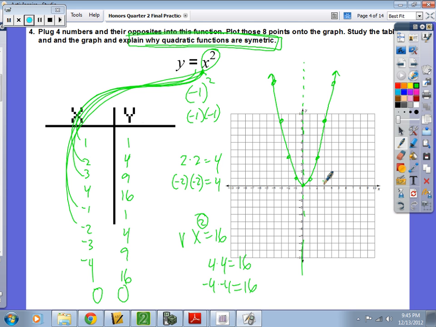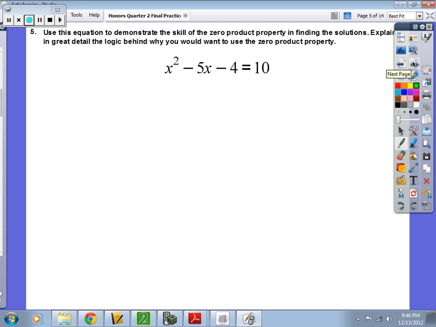So if my vertex was all the way over here at 5 and down 6, I know that the center is on 5. So 1 to the right of 5 and 1 to the left of 5 are going to be the same. 2 to the right of 5 and 2 to the left of 5 are going to be the same. So you've got to find your center. In this case it is 0. So 1 above 0 and 1 below 0 give you the same answer. 2 above 0 and 2 below 0 give you the same answer.